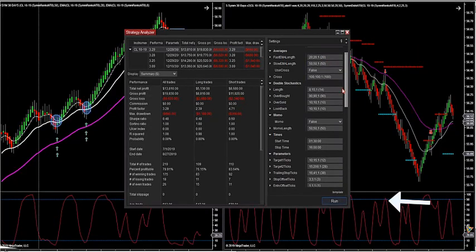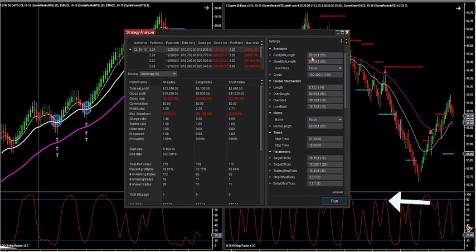Let's look over to the right. What we can do is I can actually optimize. I like to use a 20, 50, and the 8. I mean, it's no secret. Those are my favorite 3 MAs. I like to use 8, 20, and 50.